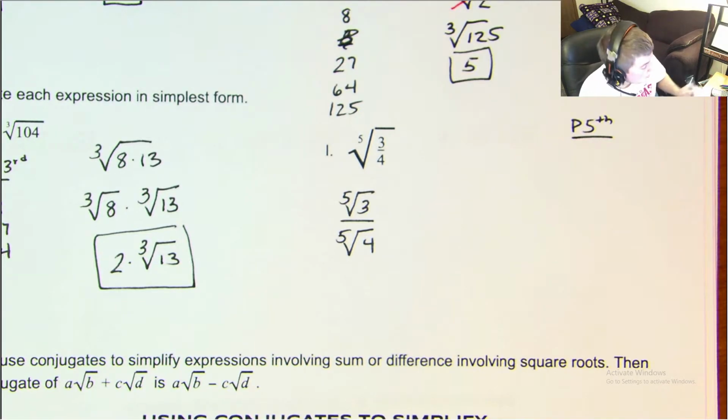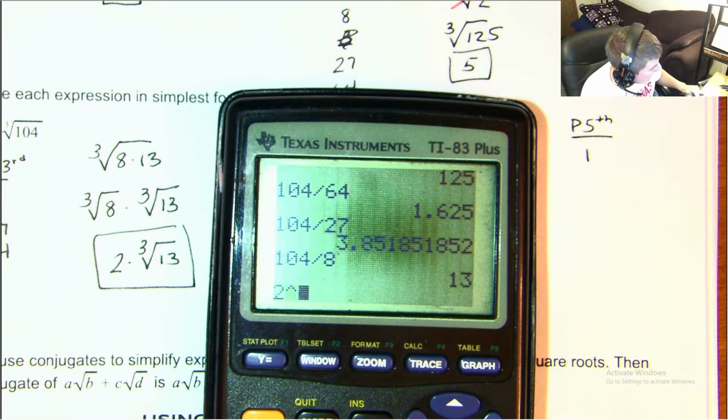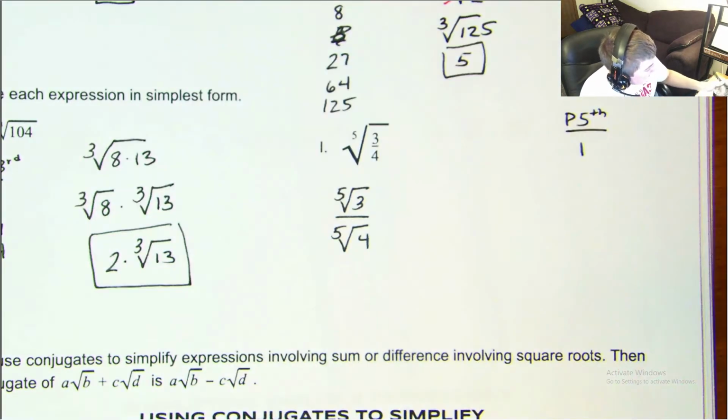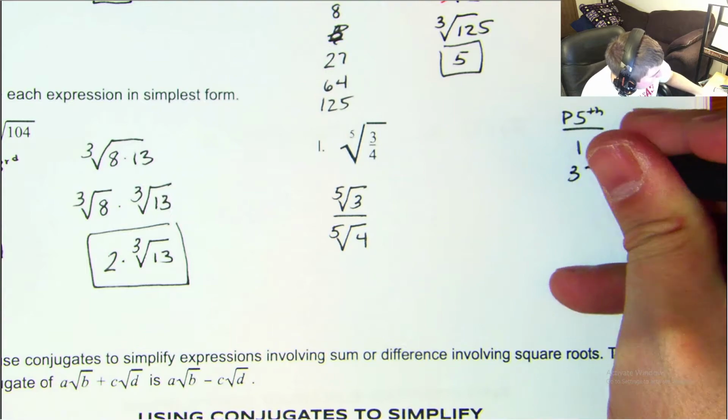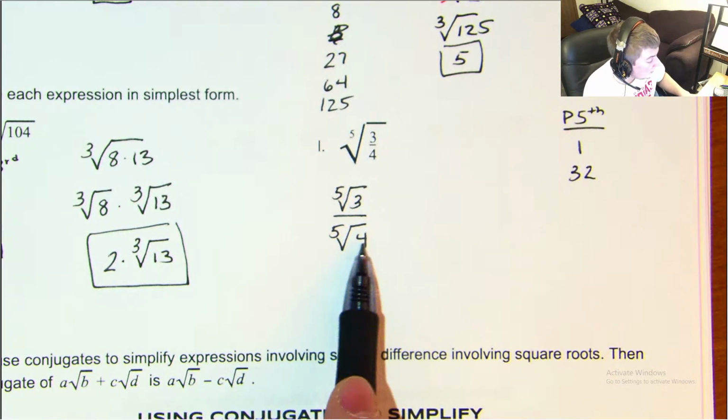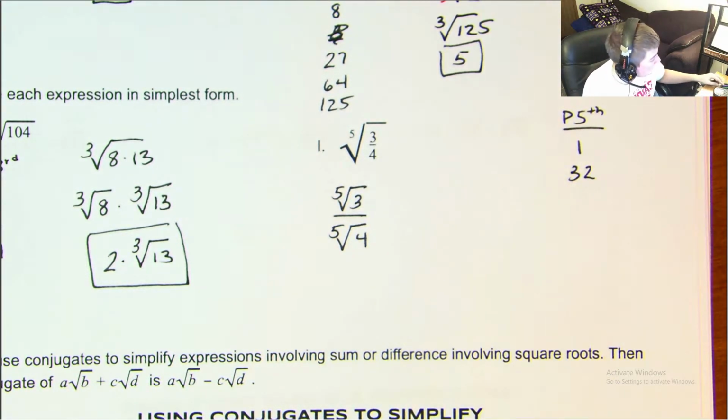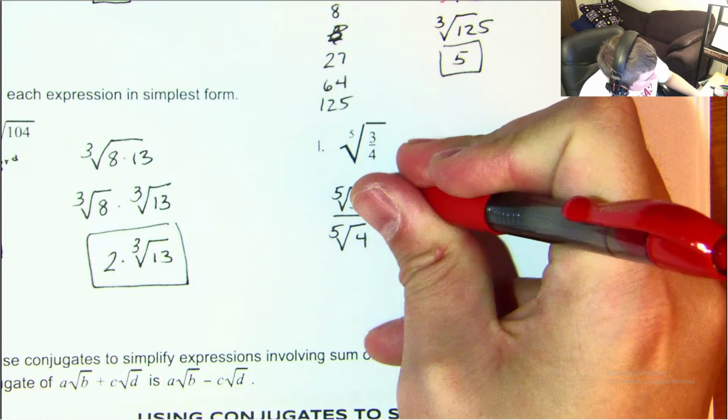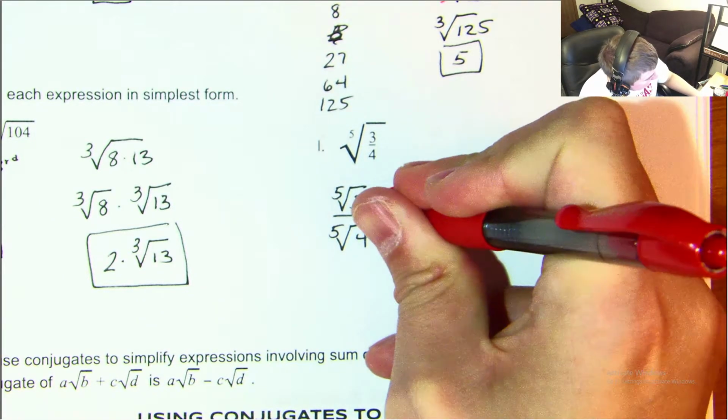Okay, so 1 to the fifth power is 1. Let's go ahead and do 2. So 2 to the fifth power is 32. All right, I really don't have to go any further because I know I can multiply 4 by a number to get to 32. What number do I have to multiply 4 by to get to 32? It's 8. So that means I need to multiply the top and the bottom by the fifth root of 8.